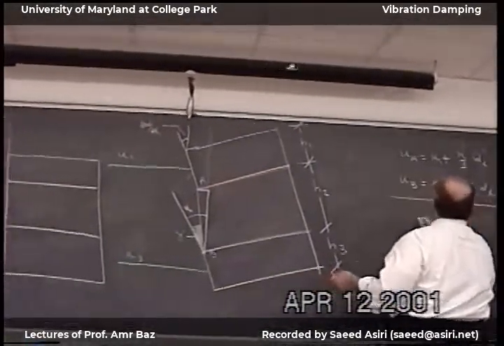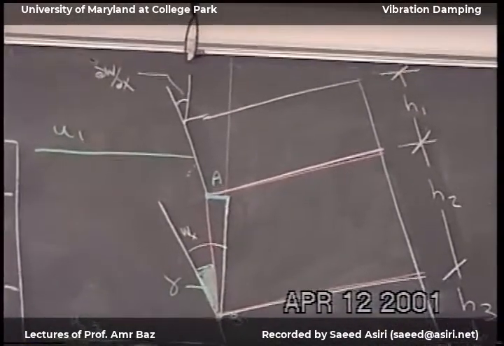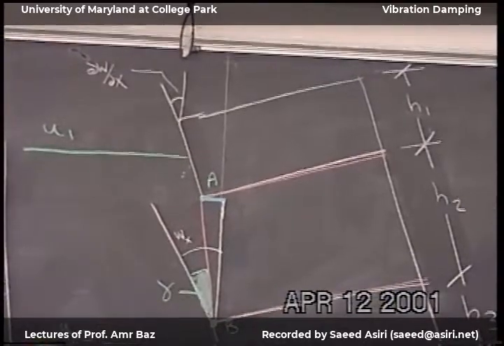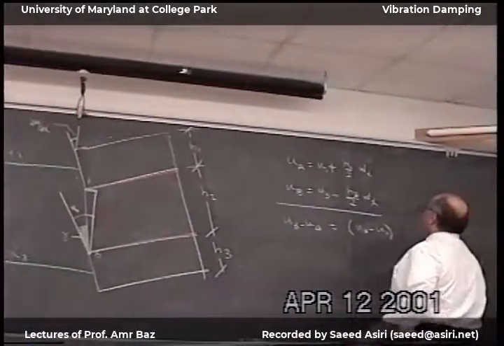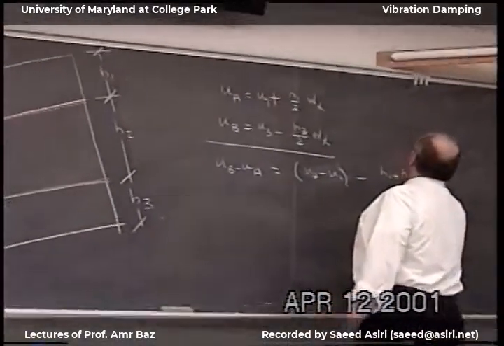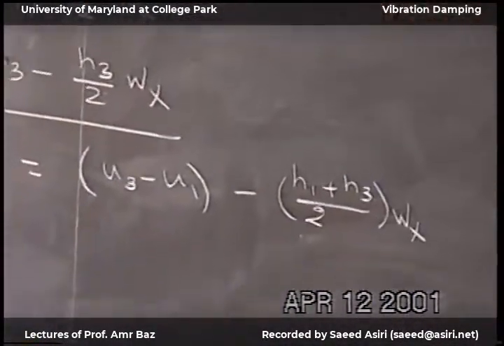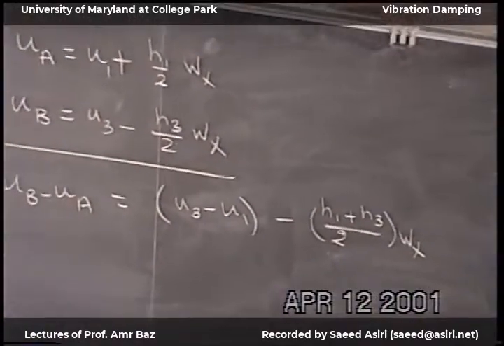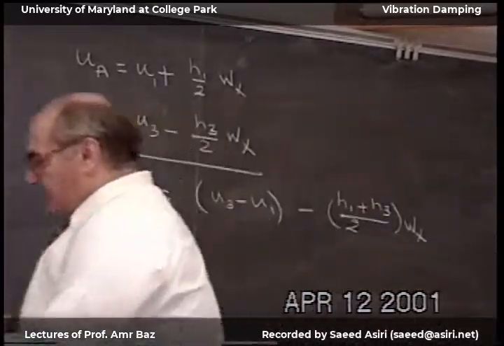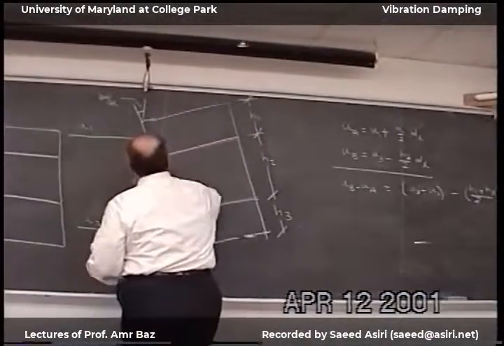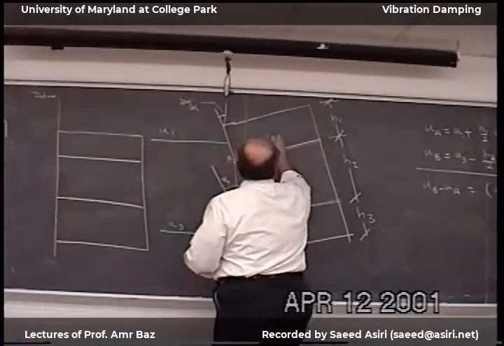UB minus UA will equal U3 minus U1 and plus, so this is minus H1 H3 over 2 Wx. Okay, did I make a mistake? Okay, so now this little distance is UB minus UA.